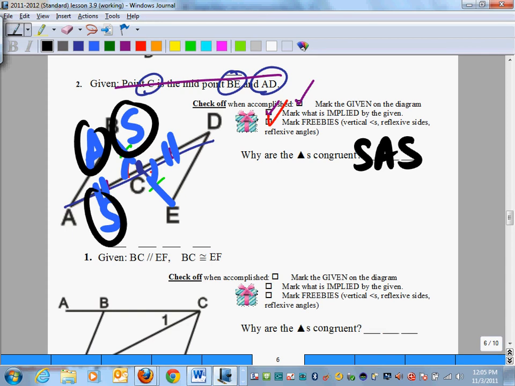Okay, so what if it's angle siding? It's not. There's only one pair of angles up there. No, I want you to try it on your own. Then check.